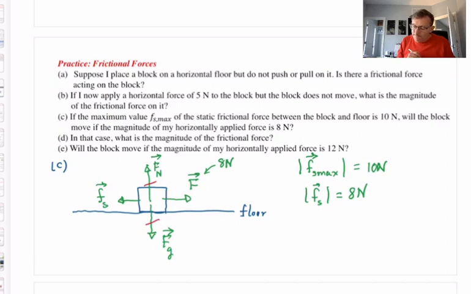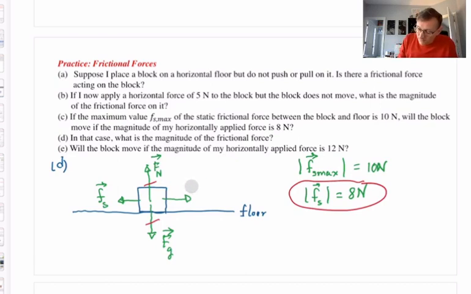Okay? So that's actually the answer to C and D, because D says in this case, what is the magnitude of the frictional force? There's no slipping. So in this case, the frictional force balances the applied force, 8 newtons. Now let's go on to E. Will the block move if the magnitude of my horizontally applied force is 12 newtons? Okay? Pause the video and think about it.